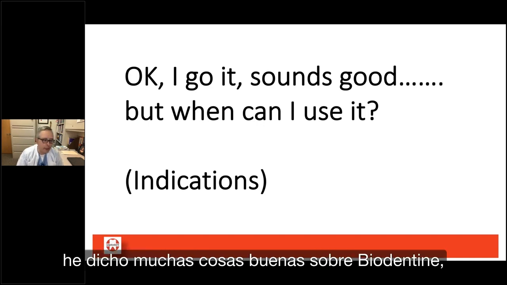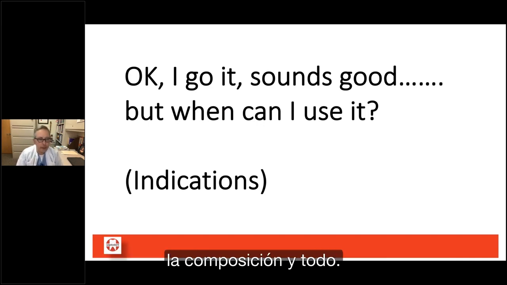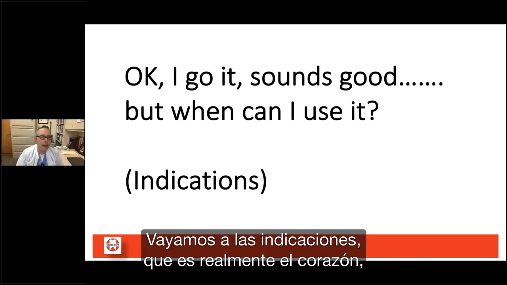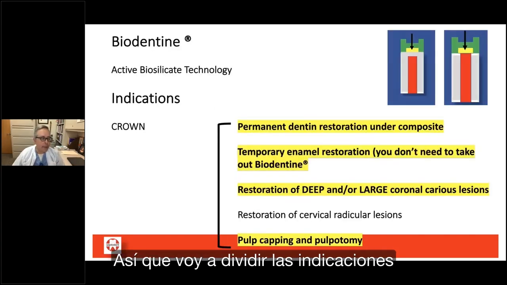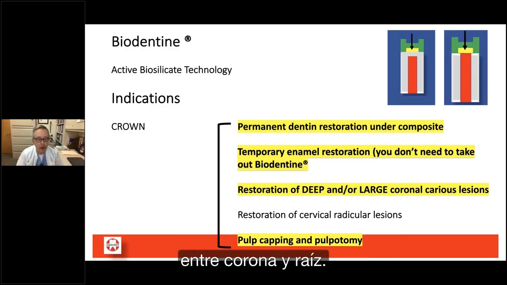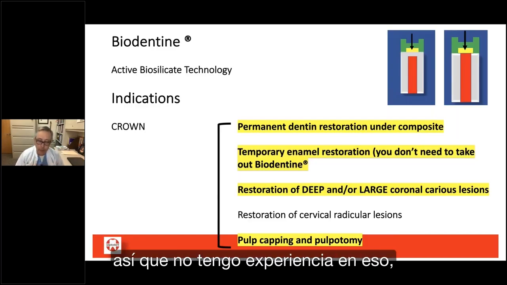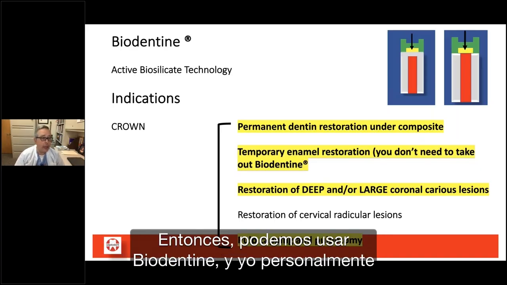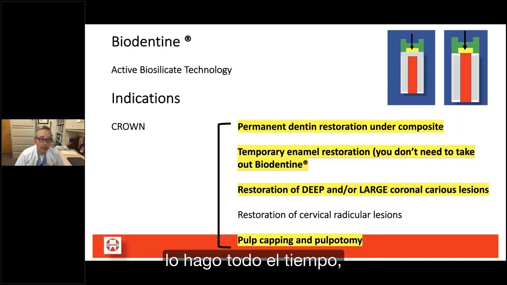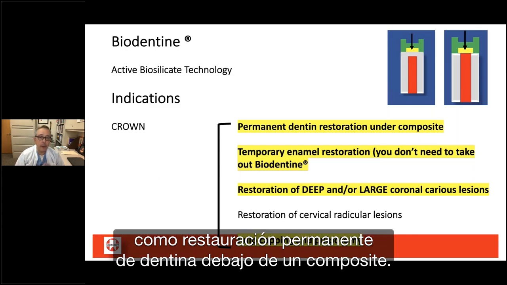I said a lot of good things about Biodentine, the composition and everything. Let's go into the indications, which is really the heart, the main part of my presentation. I'm going to divide the indications into the crown and the root. I'm not going to say too much about the root indications. I'm not an endodontist, so I don't have experience with that, but I have a lot of experience with the crown indications.